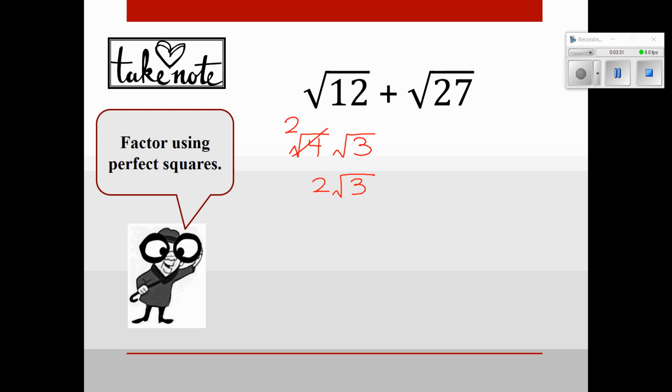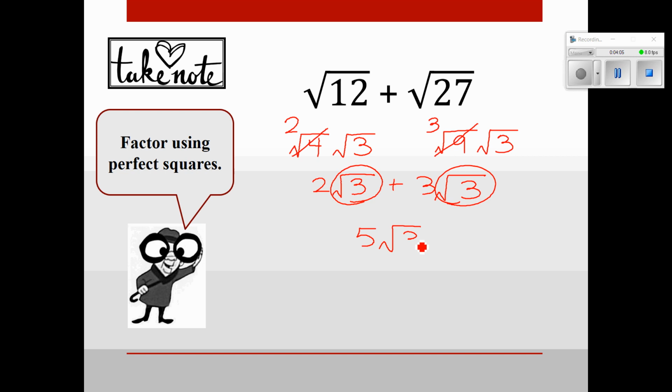And with our second term here, the square root of 27, I know that I can break that down into the square root of 9 times the square root of 3. 9 times 3 is 27. I can take the square root of 9, which is 3. So on this side, I have 3 root 3, or 3 times the square root of 3. Now look what happened. We were able to create common radicals so that we can now combine these as like terms. And 2 plus 3 is 5. So we have 5 root 3 as our final answer.